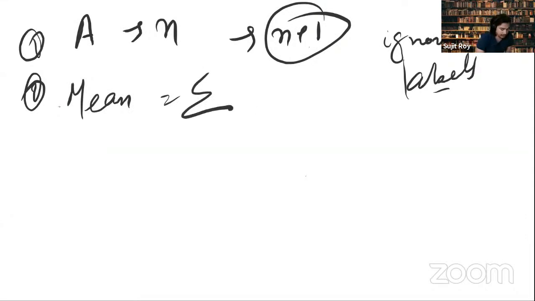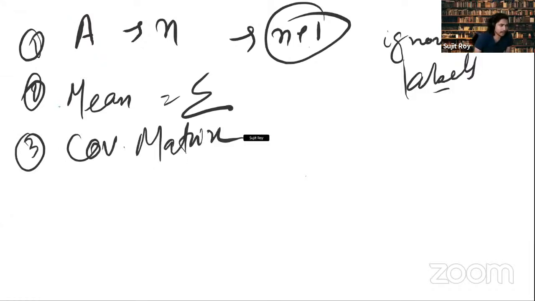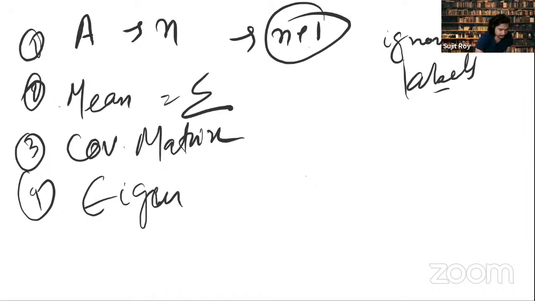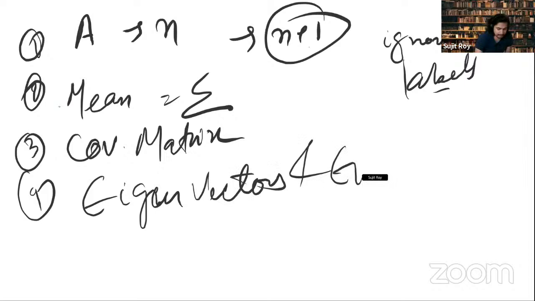Then you will compute the covariance matrix of the data set. Once you compute the covariance matrix, you will compute the eigenvectors and eigenvalues.